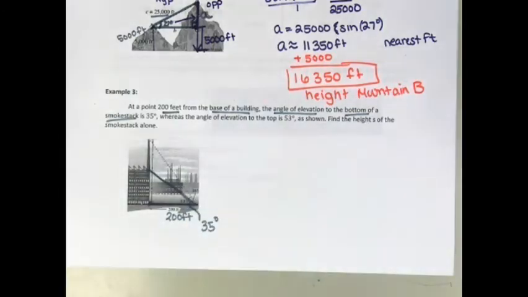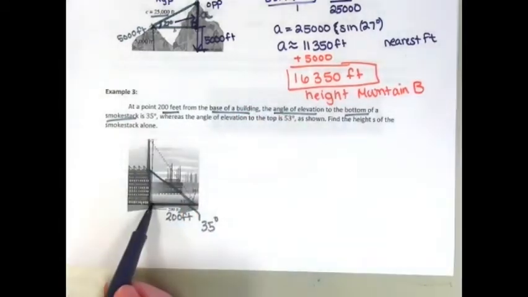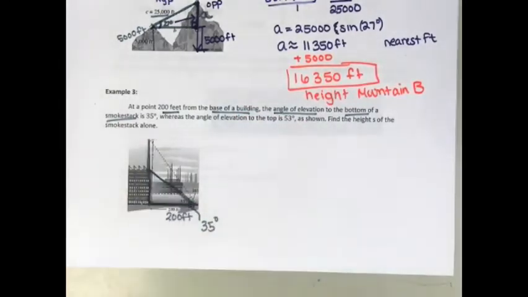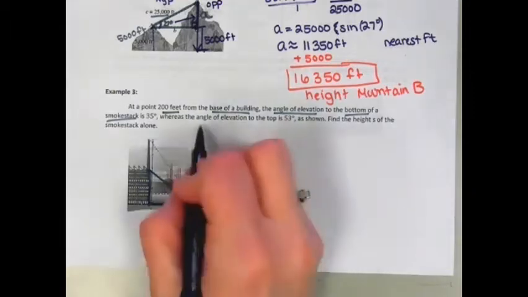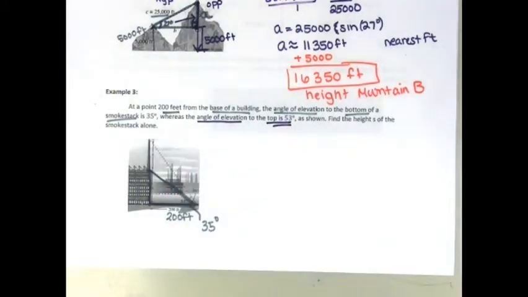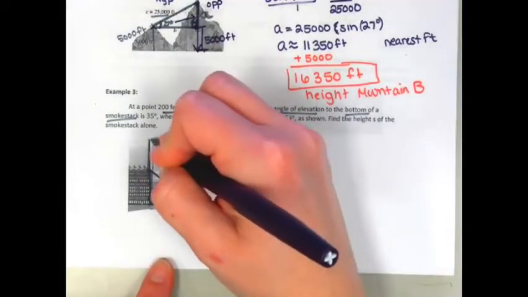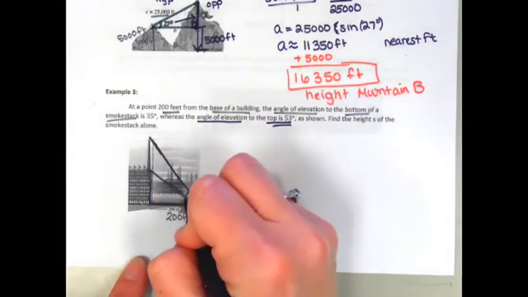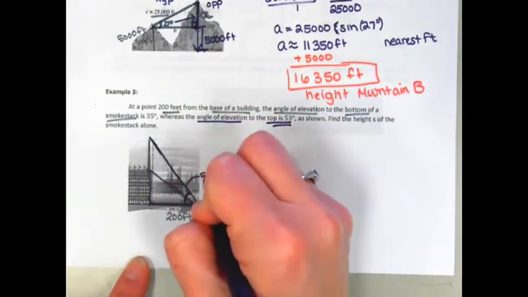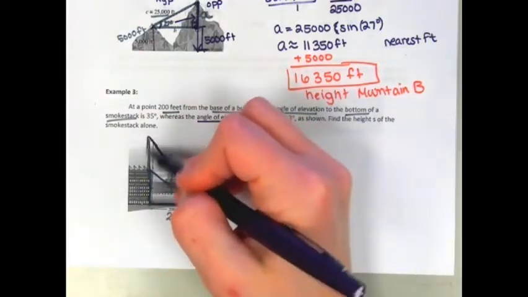Okay. So we have a right triangle right here. So we can find the height of the building just from this information, couldn't I? Yeah, okay. Now, whereas the angle of elevation to the top is 53 degrees. So if I look up and I actually look to the top of my smokestack, that whole angle there is 53 degrees. So wouldn't we have another triangle here?